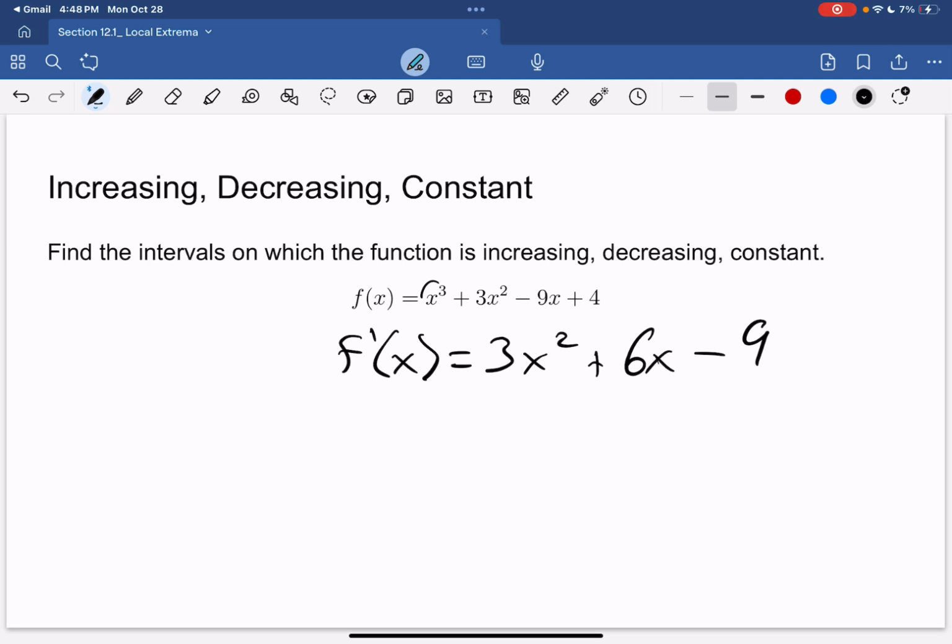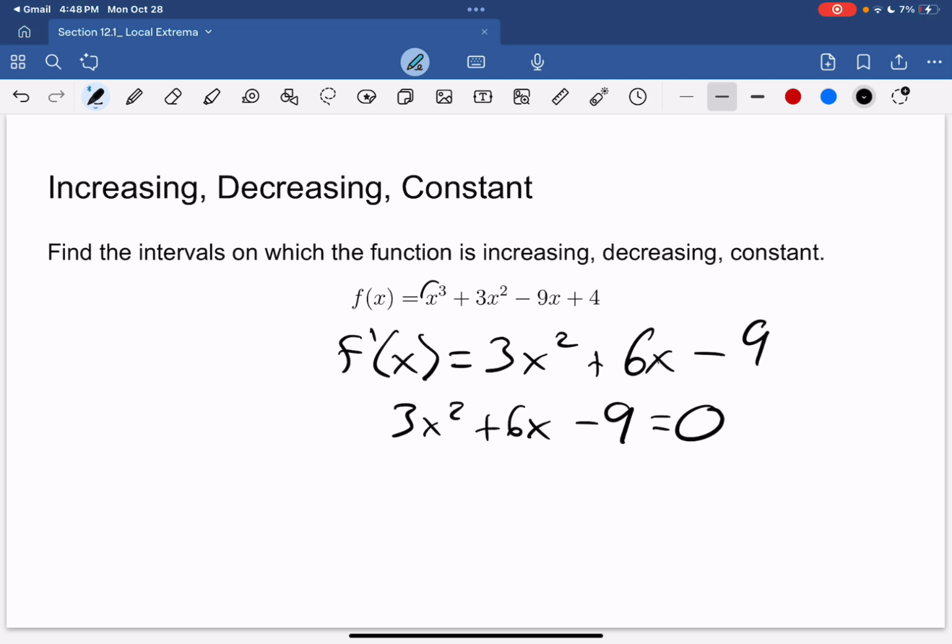Let me propose this to you. Even though I know what the derivative is, I still don't know where it's increasing, where it's decreasing, or when it's constant. But because I know, according to the previous slide, that for it to be constant the derivative has to be equal to 0, I can figure that out.